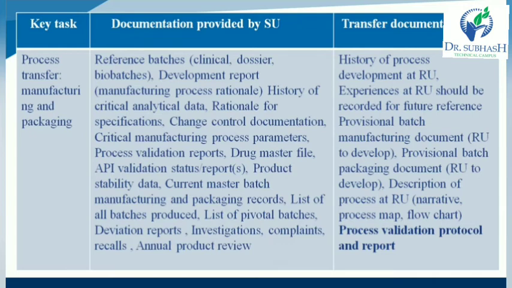Also product stability data, current master batch manufacturing and packaging records, a list of all batches produced, a list of pivotal batches, deviation reports, investigations, complaints, recalls, and last, the annual product report. All are documents provided by the sending unit for the purpose of process transfer, manufacturing as well as packaging.